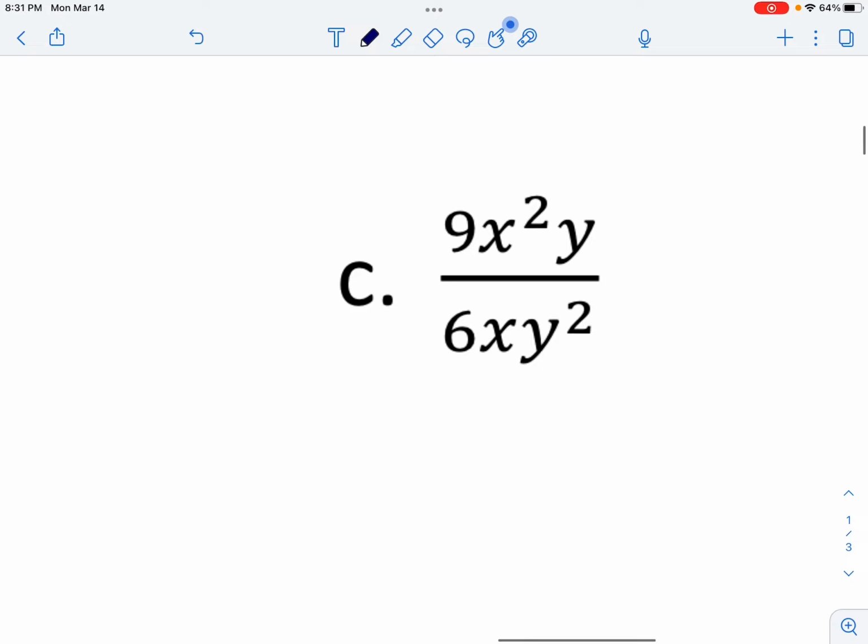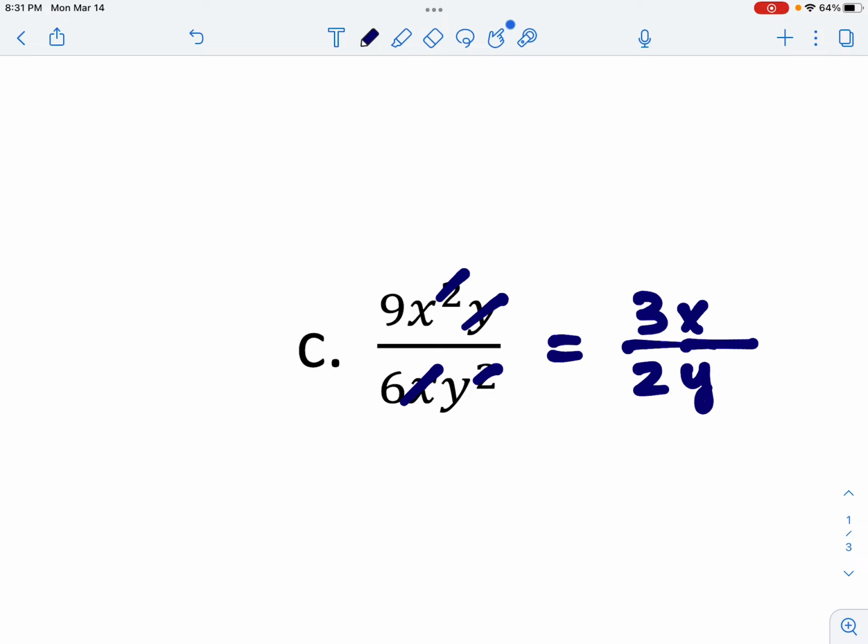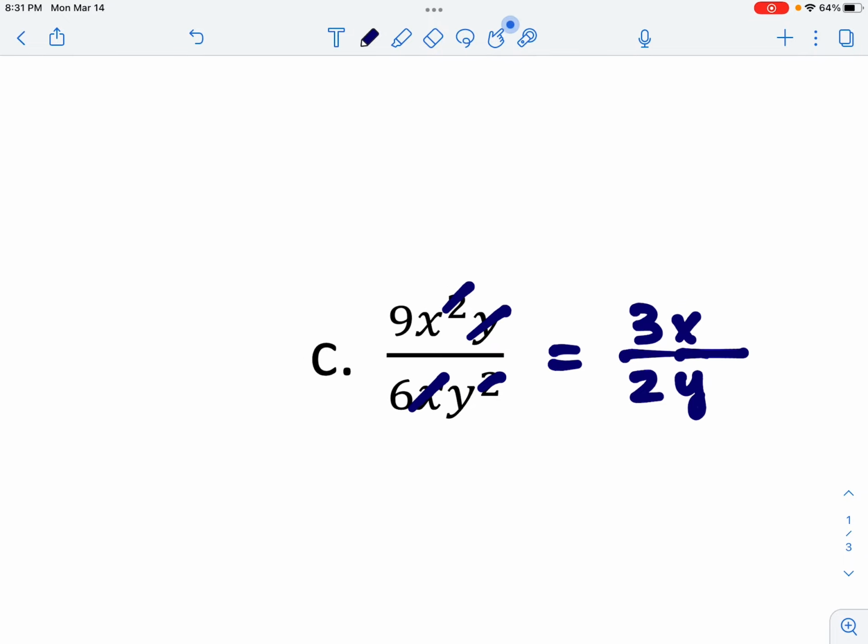And see, we've done problems just like this before, where we have to subtract the exponents when we're dividing variables. So we're first going to divide out the whole numbers, 9 and 6. When we simplify that, we get 3/2. Then we are going to look at the x. I have x squared on top, x on the bottom. That cancels. I'm going to be left with 1x on the top. And the y on the top cancels, and I'm going to be left with 1y on the bottom. So my answer for that is 3x over 2y.